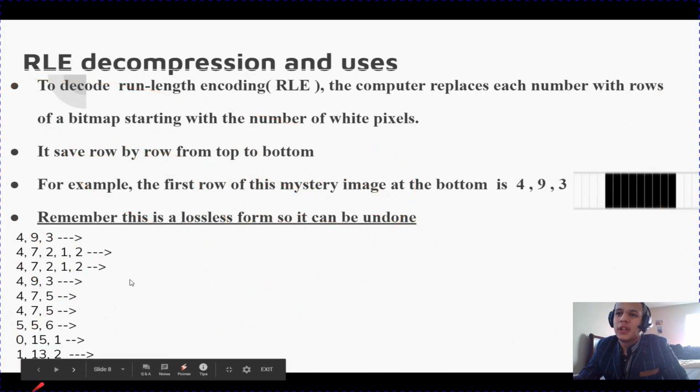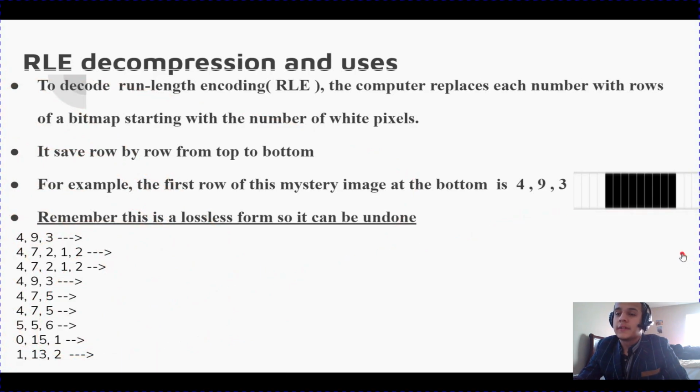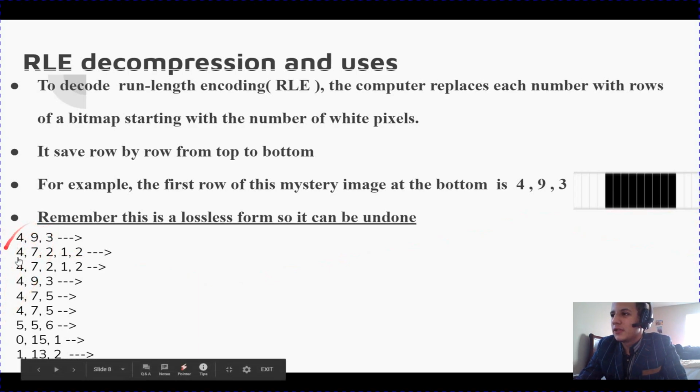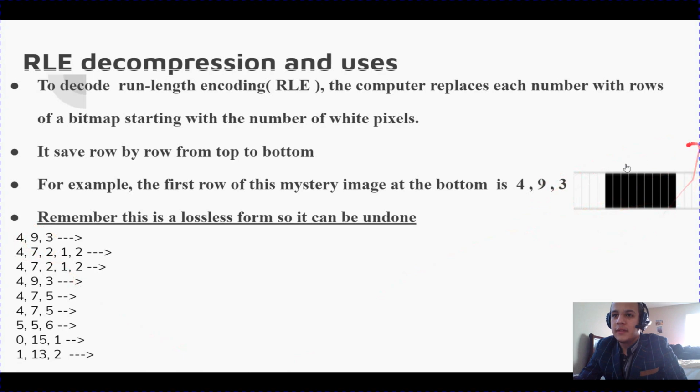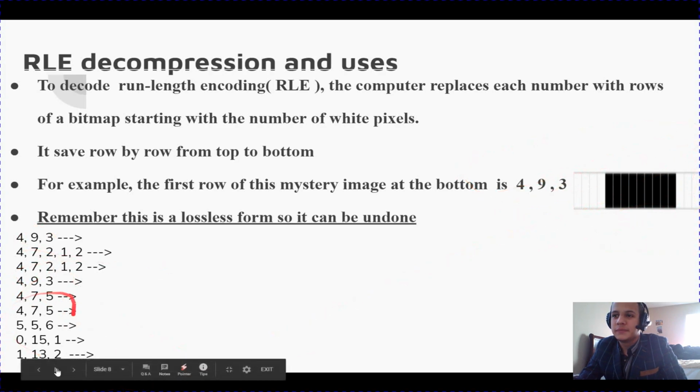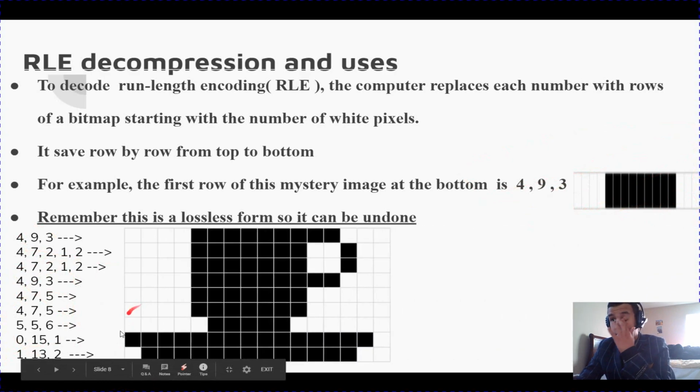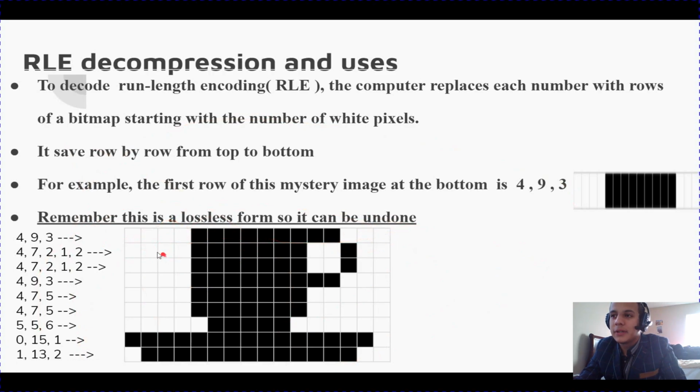A good activity would be to pause the video and see if you can draw out the mystery image. Remember that they always start with white pixels, so 4 white pixels. Here's the first row. Pause the video and see if you can do it. And here's the answer. It's a nice teacup. So you see 4 white pixels, 9 black pixels, 3 white pixels, 4 white pixels, 7 black pixels, 2 white pixels, a black pixel, 2 white pixels.